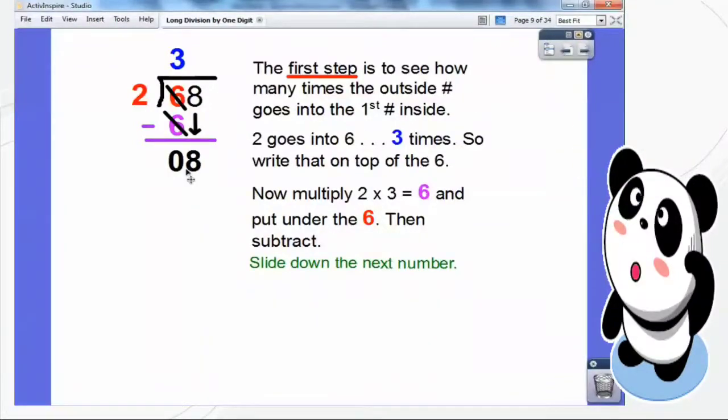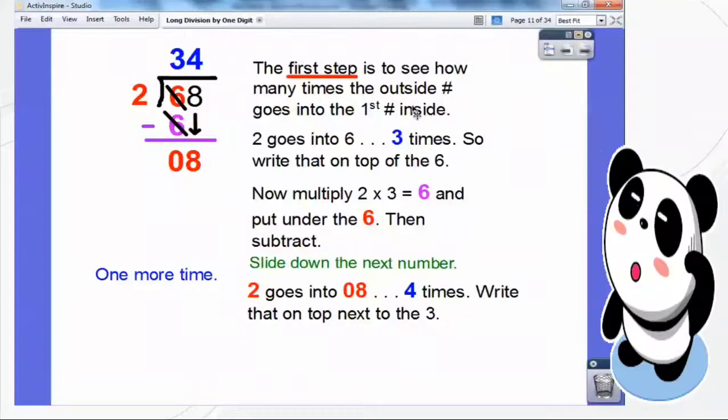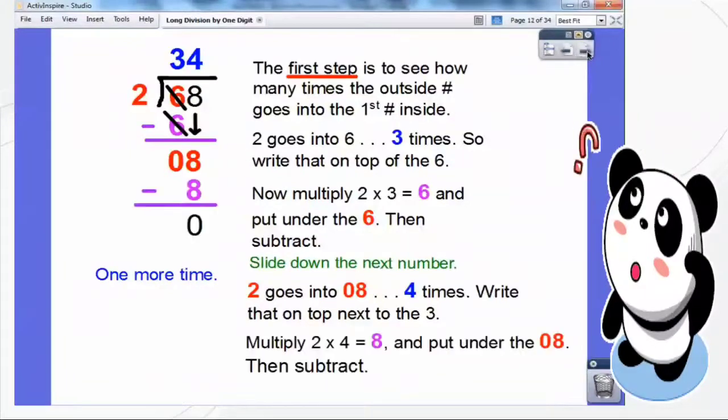2 goes into 8 now. 2 times 4 equals 8. So we're going to go ahead and divide it in there. So 2 goes into 8 4 times. So I'm going to slide the 4 right up next to the 3, right above the 8. Okay, then I'm going to go 4 times 2, and put it right underneath that 8. And then we're going to subtract again, and we get 0.